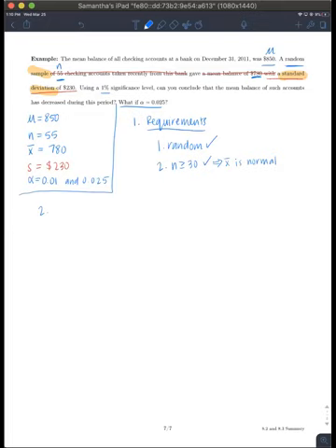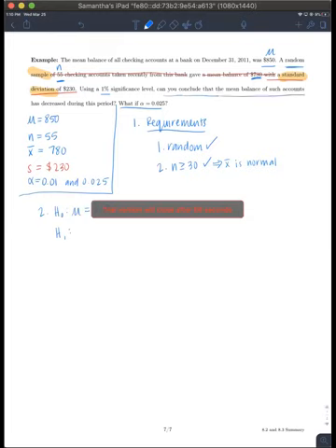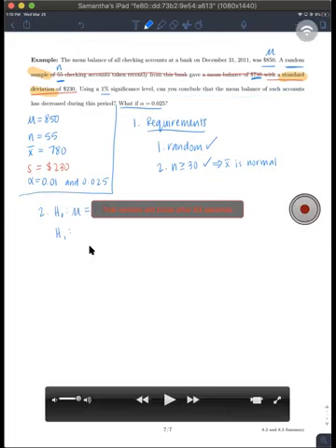The null and alternative hypothesis. Here, you already told me we're testing for mu, and that mu is equal to 850. So in my alternative hypothesis, what sign should I have? It says, can you conclude that the mean balance has decreased during this period? Less than. Yeah, less than.